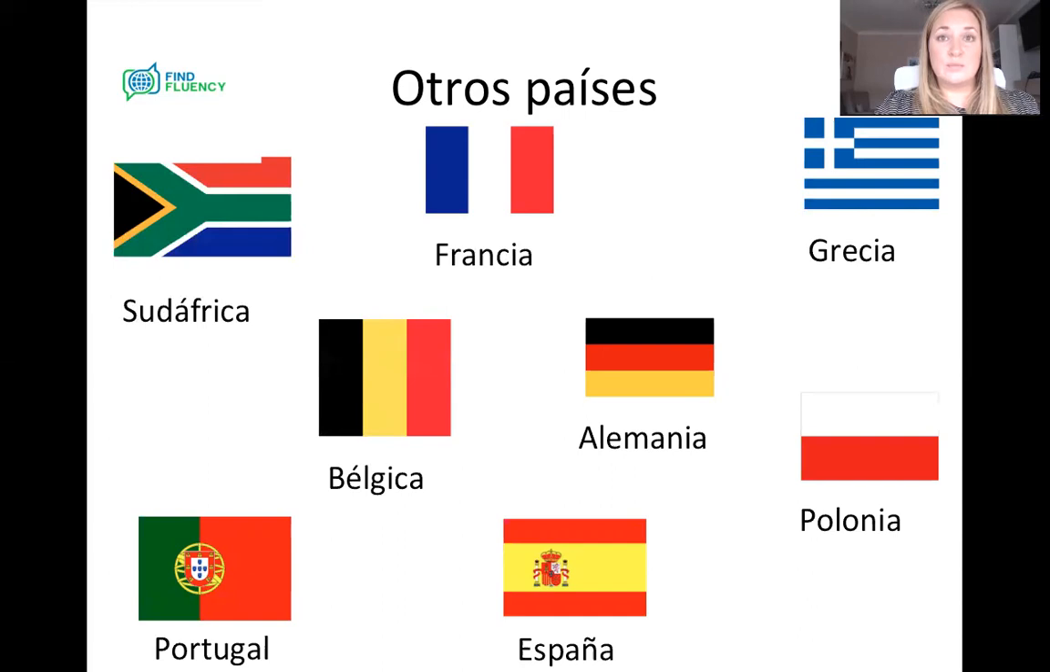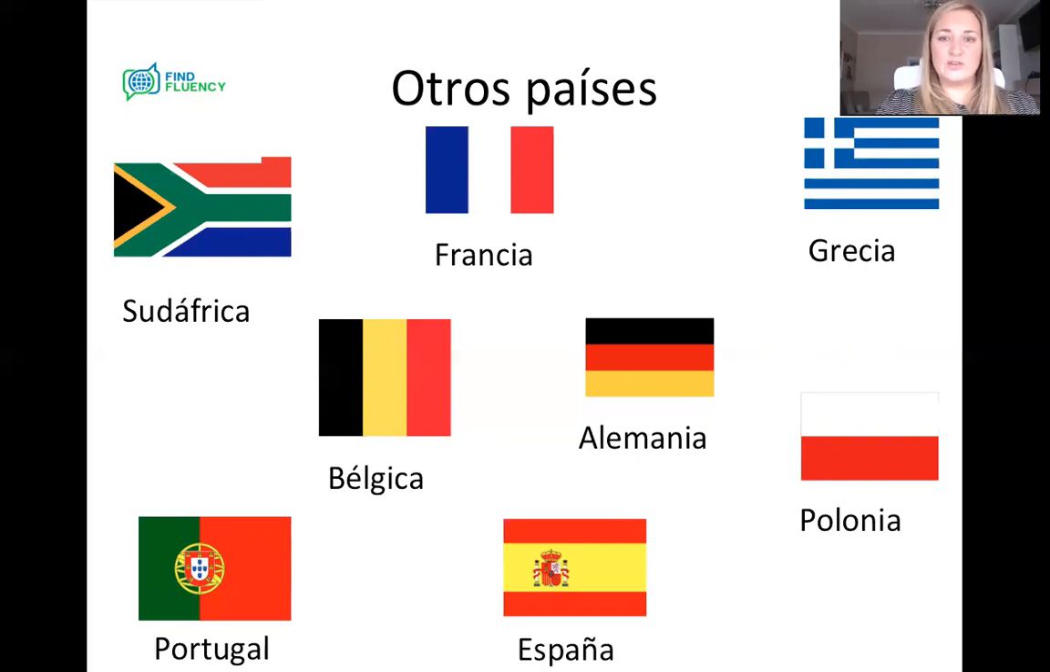Polonia, Polonia. Okay, so let's just go through them again. Sudáfrica, Sudáfrica. South Africa, obviously. Francia, Francia. France, yeah. Grecia, Grecia. Greece. Bélgica, Belgium. Alemania, Germany. Polonia, Poland. España, Spain. And Portugal, Portugal.